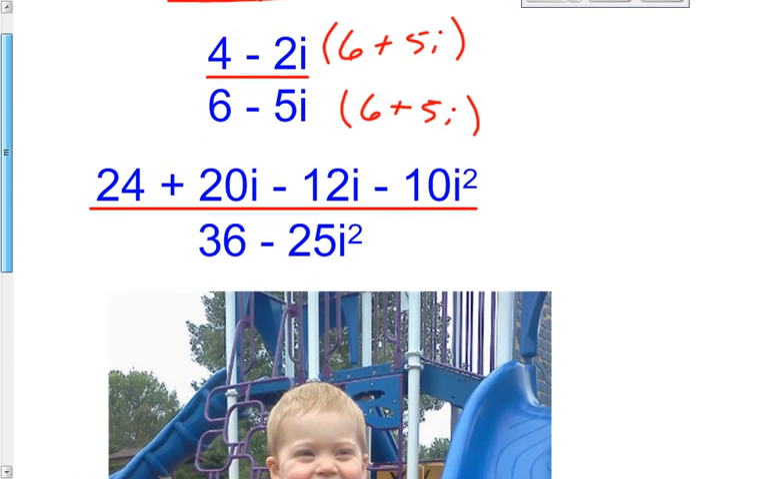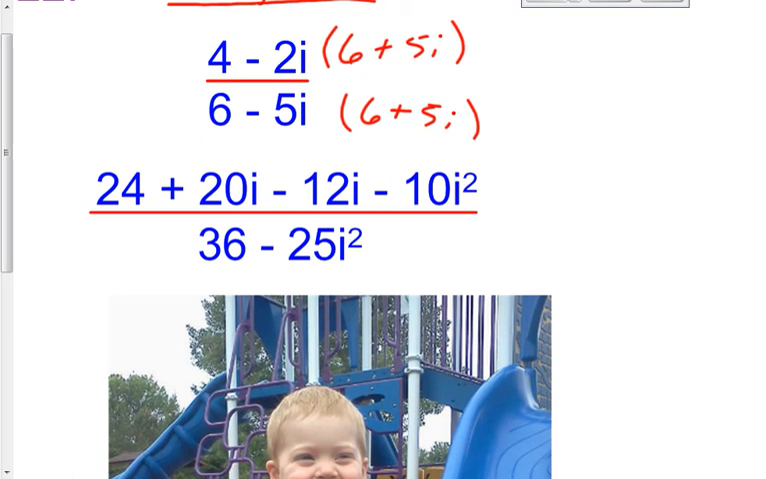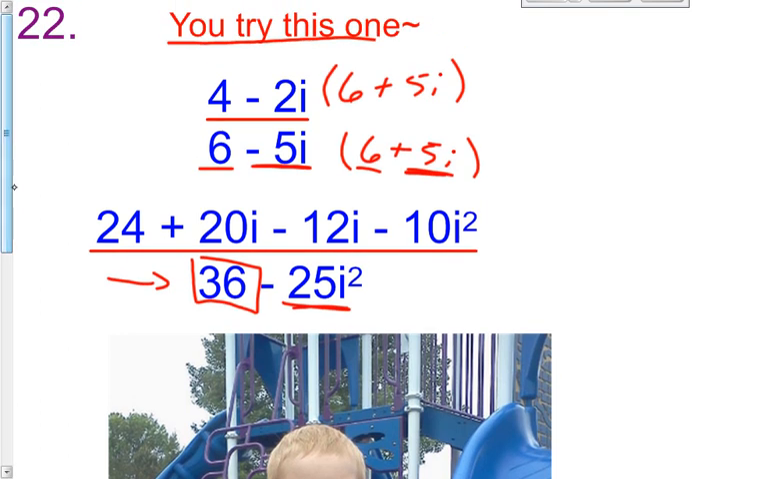Where are we at here? There we are. You could see the denominator. 6 times 6 is 36. A negative 5i times a positive 5i is a negative 25i squared. So that's how we got the denominator. The middle two terms will always cancel out.